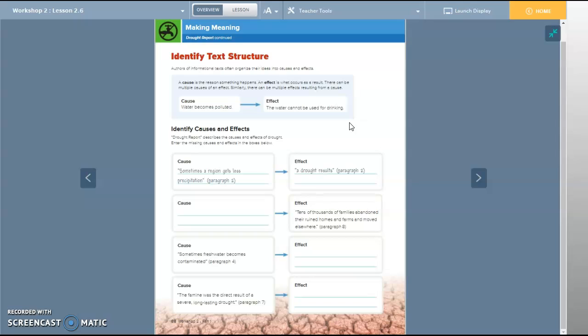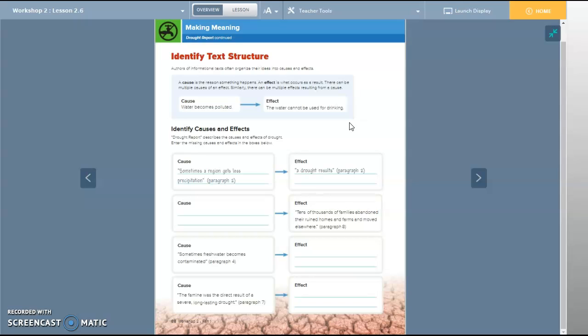A cause is the reason something happens. An effect is what occurs as a result. There can be multiple causes of an effect. Similarly, there can be multiple effects resulting from a cause. So, identify causes and effects. The drought report describes the causes and effects of drought. We read that drought report, right? Enter the missing causes and effects in the boxes below.